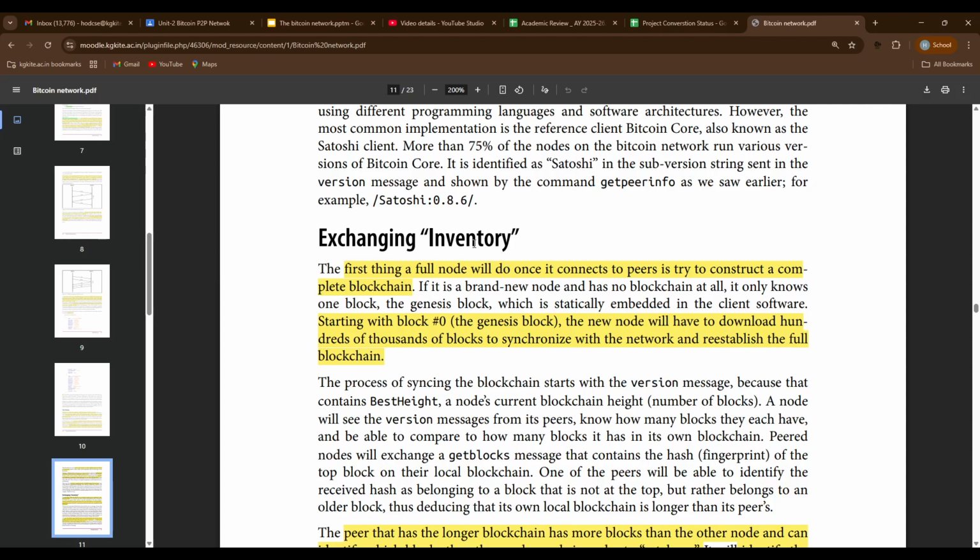Because I need to get complete details about all the nodes who are connected. The first thing a full node will do once it connects to its peers is try to construct a complete blockchain. See, I am logging myself as a full node. I want a complete blockchain. So starting from that hash 0, the genesis block, right? The whole block is needed. So starting with that genesis block, the new node will have to download hundreds of thousands of blocks, and only then will it get the thought, yes, I have the complete database, right?